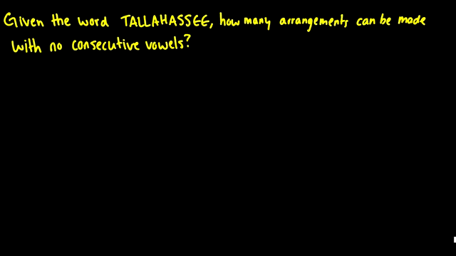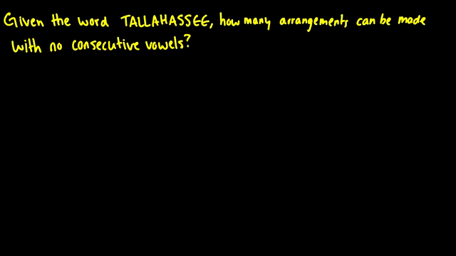Now, given the word Tallahassee, this is a little bit interesting, because we're going to combine something we learned in permutations and combinations. How many arrangements can be made with this word where there are no consecutive vowels? This is an interesting problem.